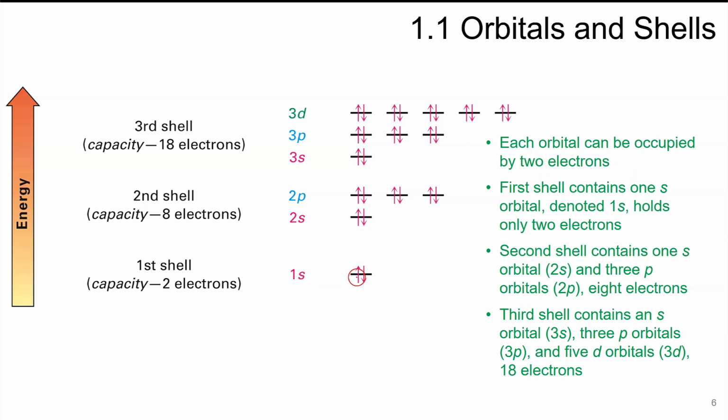The first shell, which is the 1s, holds only 2 electrons. When we go to the second shell, this has a 2s orbital and also has 3 2p orbitals, which can hold each 2 electrons as well, for a total of 8 electrons. And the third shell has a 3s orbital, and then 3 p orbitals, and we have 5 d orbitals that can hold 10 electrons, for a total of 18 for the third shell. And these increase in energy as we fill more shells.